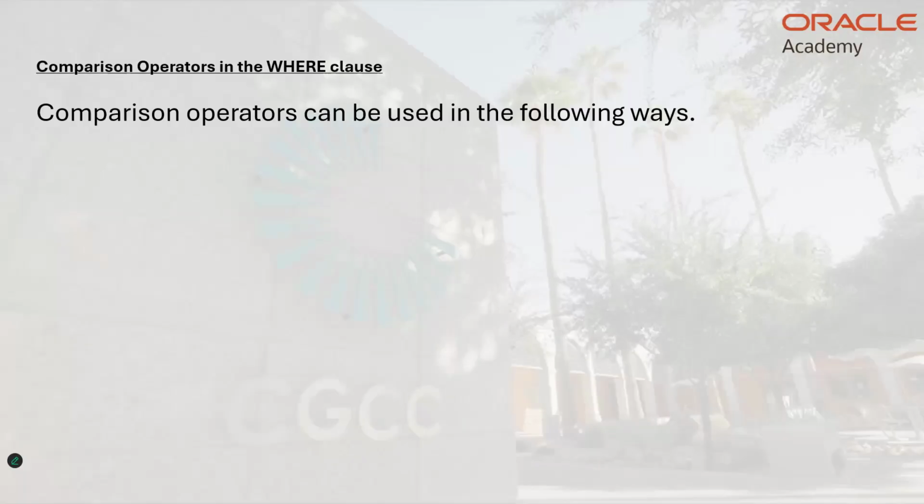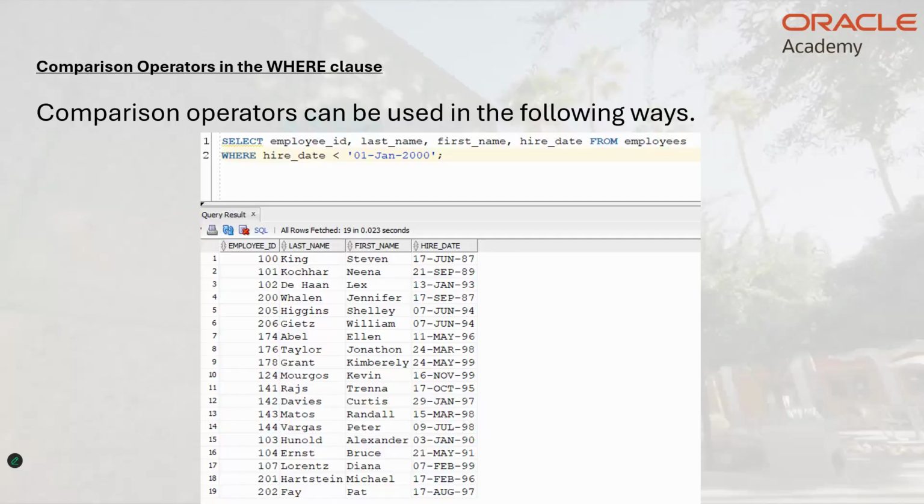All right, comparison operators can be used in the following ways. In this query that's looking at date, it's looking at everyone that was hired before January 1, 2000. As you see, since this database is pretty old, it brings back all the employees. I think there's only 20 employees in our employees database. So that comparison is a less than that date. And remember, less than a date is everything that falls before that date, just so you know.